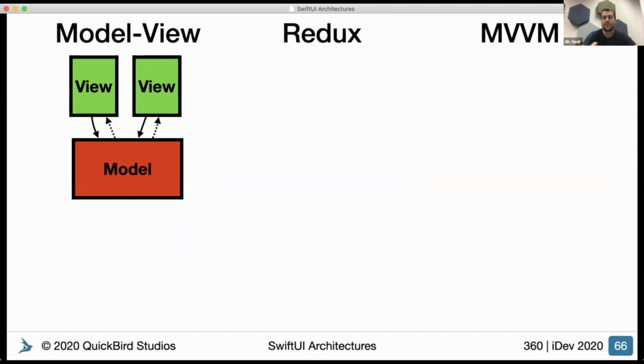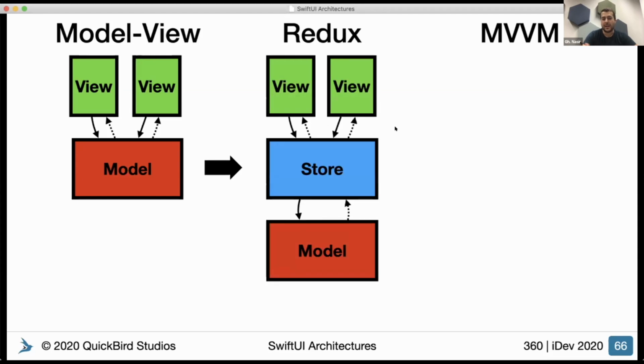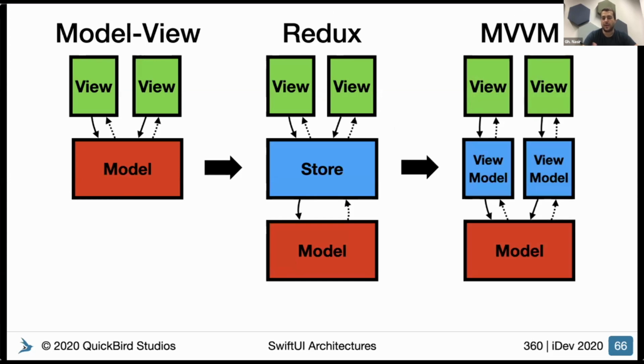So first of all, we started with the model view architecture, where there are multiple views and they interact with the model, each individually. Then we changed that to a Redux architecture, where you have a store that accesses the model, and each and every individual view accesses state from that store and also triggers action on that store. And then we even abstracted the app even more into view models for each individual view. We have now a separate view model, where each individual view model communicates with the model.